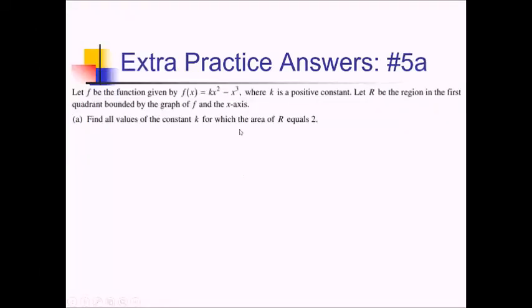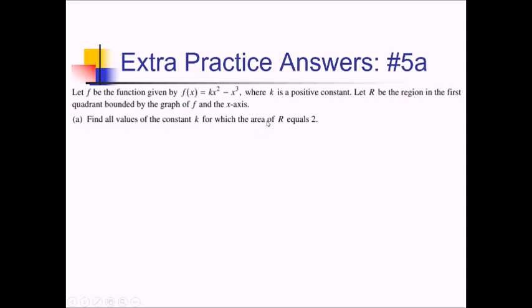For this problem, we're given this f function, kx squared minus x cubed. K is a positive constant, and R is the region in the first quadrant bounded by this f graph and the x-axis. Based off of this, the first task is to find all values of k for which this area of R actually equals 2. So we're going to have to set up an expression to represent the area of R, and then we're going to have to set it equal to 2 and solve for k.